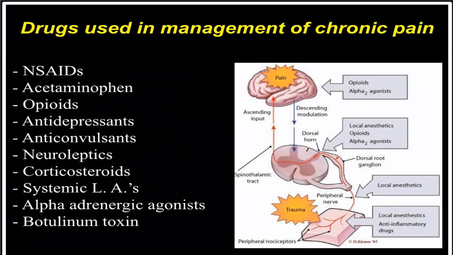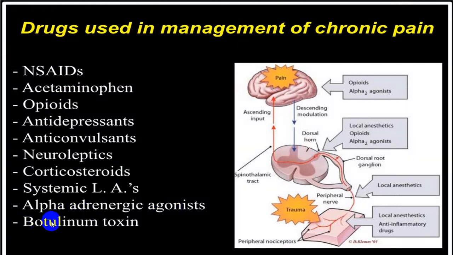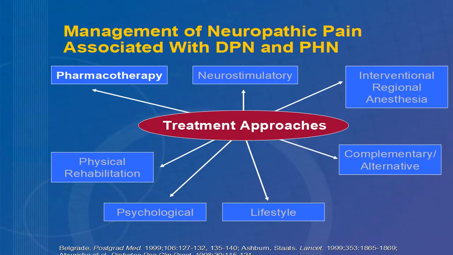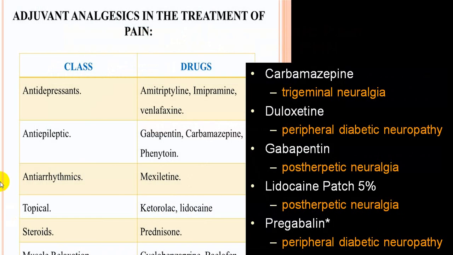These are for chronic pain, right from NSAID, opioids, antidepressants, anticonvulsants, neuroleptics, glucocorticoids, local anesthetics, alpha adrenergic agonists, and sometimes you can use a muscle relaxant like botulinum toxin. In a neuropathic pain, mainly addition of gabapentin, etc. is very, very useful. These are some of the neuropathic pain, and some drugs are selective in some conditions. I have mentioned some of the conditions.